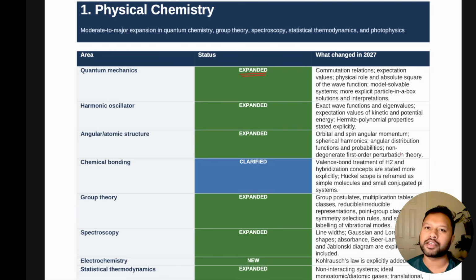So these are the things which you already study in quantum mechanics. So you cannot say that there is something new added. These are just expanded in the syllabus.